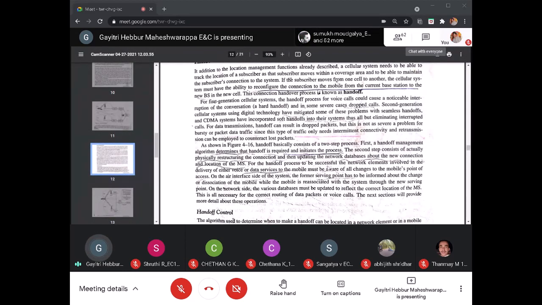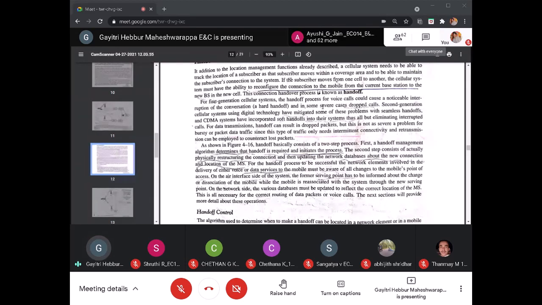For the handoff process to be successful, the network elements involved in the delivery of either voice or data services to the mobile must be aware of all changes to the mobile's point of access. On the air interface side of the system, the former serving point has to be informed about the dislocation of the mobile, where the mobile is re-associated with the system through the new serving point. On the network side, the various databases must be updated to reflect the correct location of the MS. So this is necessary for the correct routing of data packets or voice calls.